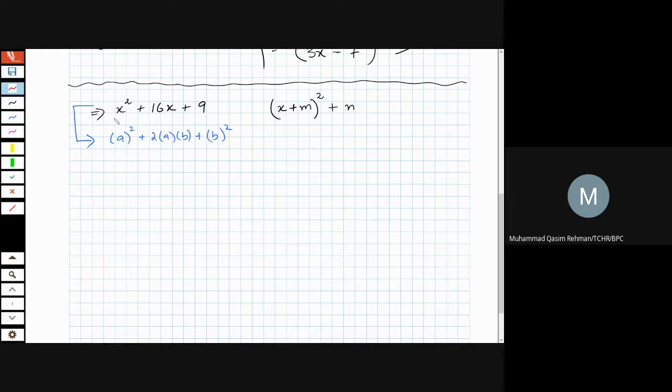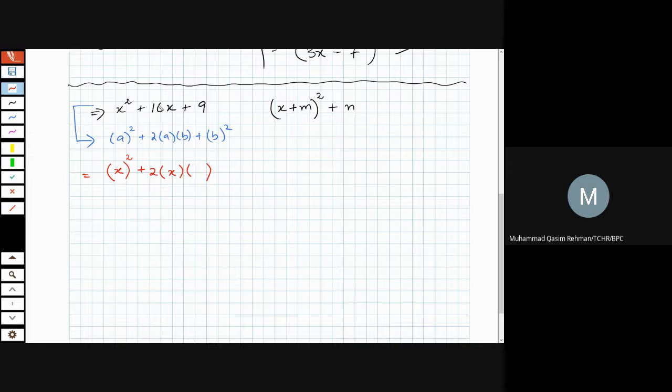The first term is just x squared, so I can rewrite it as x whole squared. Are we good up till here? Yes, sir. Plus 2 from the model, and then a. What is a? a is just x.